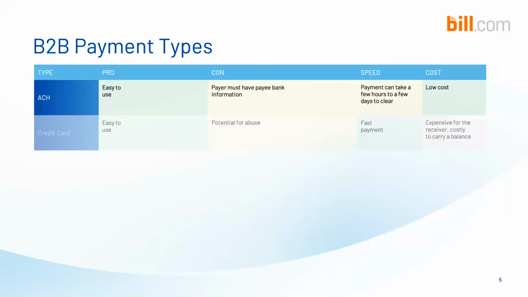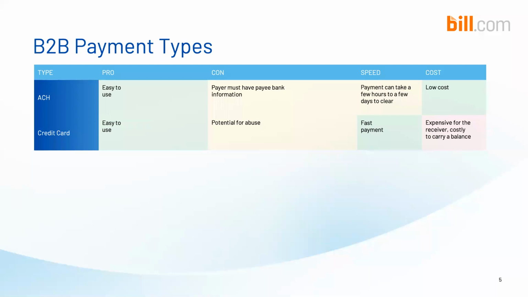The next payment we'll take a look at is credit card payments. B2B payments through credit cards are typically done with travel, entertainment, fleet, and P cards, and operate the same way as business-to-consumer, B2C, card payments. They provide one of the fastest payment options, but they're one of the most expensive options for the receiver.